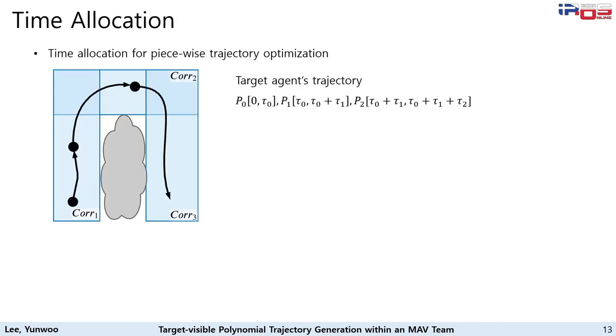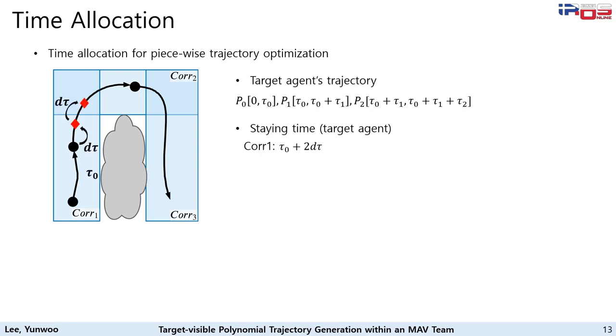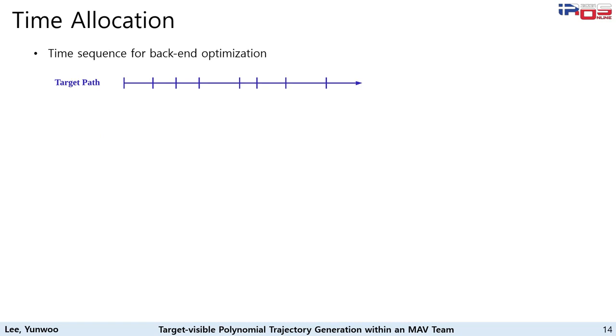Since we generate the target trajectory with a piecewise polynomial and use safe flight corridors, we need to have a time allocation process and make time nodes which split the whole time duration. The time allocated for each corridor is the staying time from the corridor intersection to the next one. We can acquire intersection points numerically by adding and subtracting the query time d tau and its halves. By this process, we could analyze the target's trajectory and get staying time information. The figure shows an example.